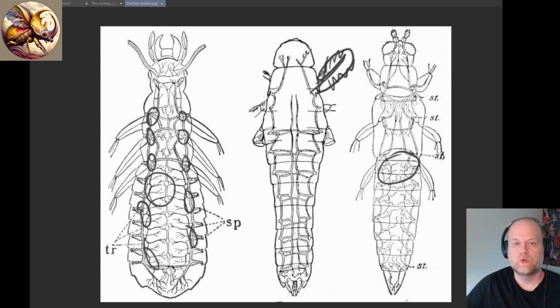But now we'll move into the internal anatomy of insects, and we have a lot to cover there.